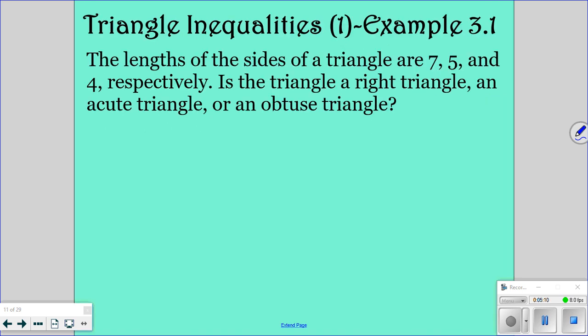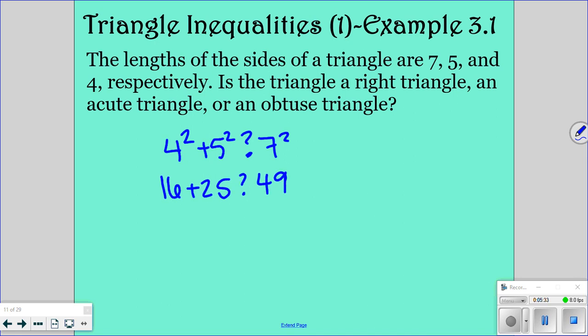Okay? So let's look here. The lengths of the sides of a triangle are 7, 5, and 4. Is it right, acute, or obtuse? So we're going to pick the two smaller ones. 4 squared plus 5 squared. How does that relate to 7 squared? So that'd be 16 plus 25. How does that relate to 49? Well, 16 plus 25 is 41, and that is less than our hypotenuse. So our hypotenuse is bigger, so that means that we have an obtuse triangle.